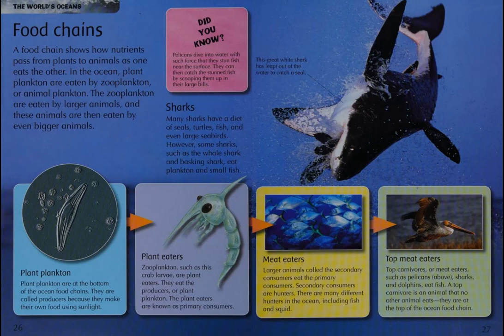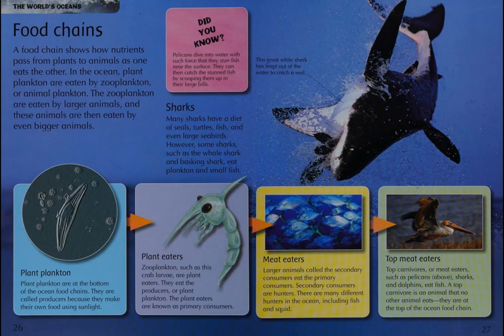Sharks. Many sharks have a diet of seals, turtles, fish, and even large seabirds. However, some sharks, such as the whale shark and basking shark, eat plankton and small fish. This great white shark has leapt out of the water to catch a seal.